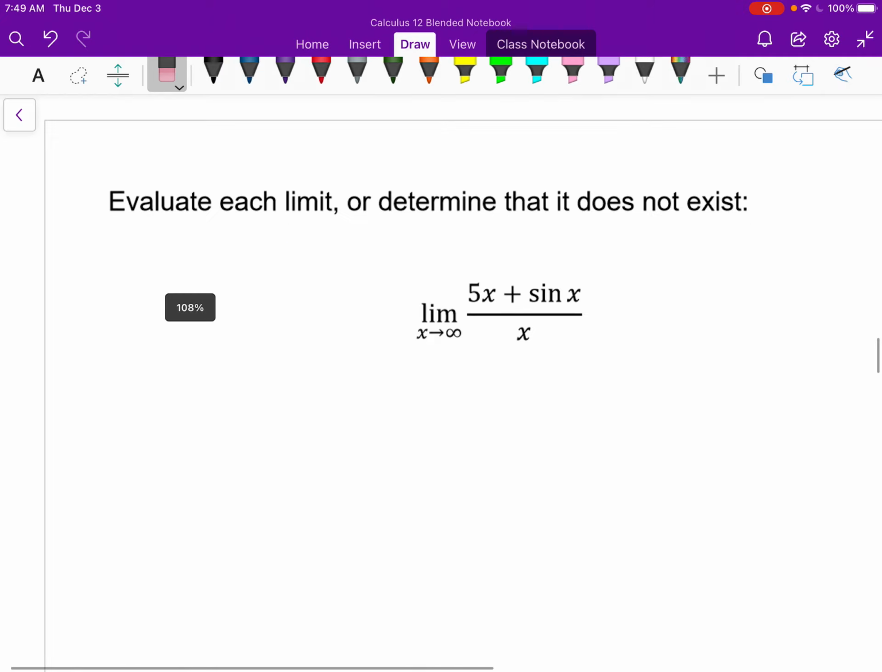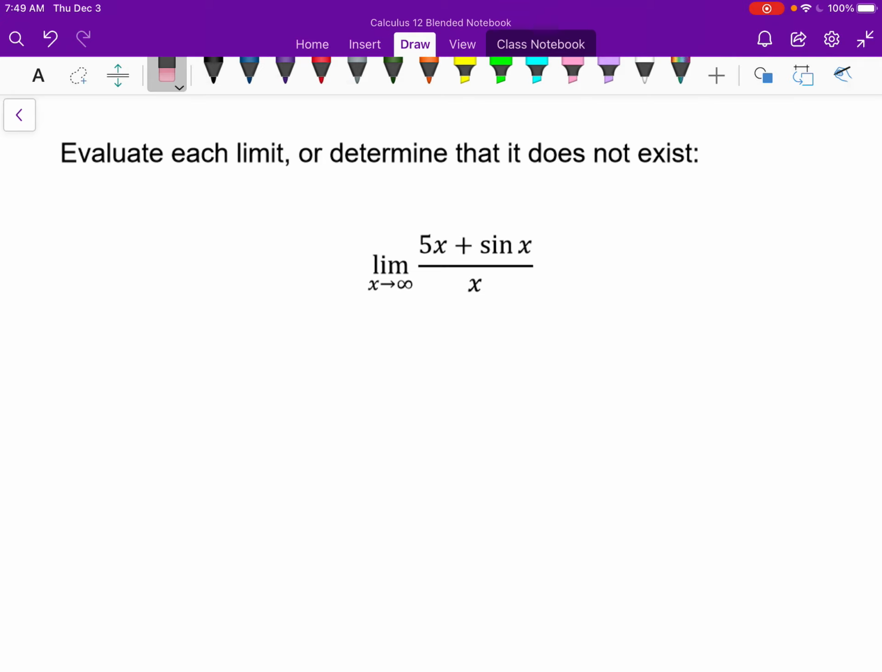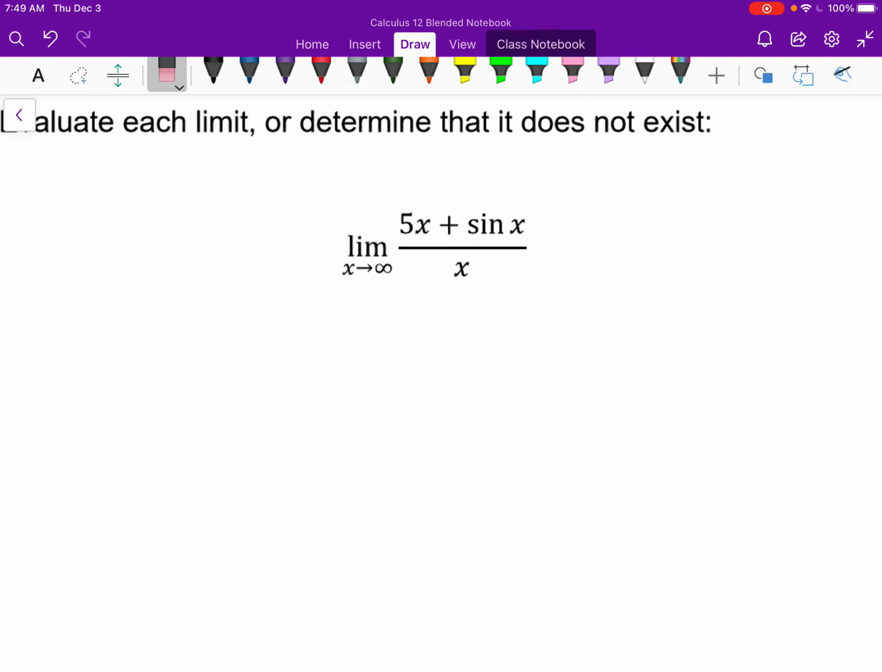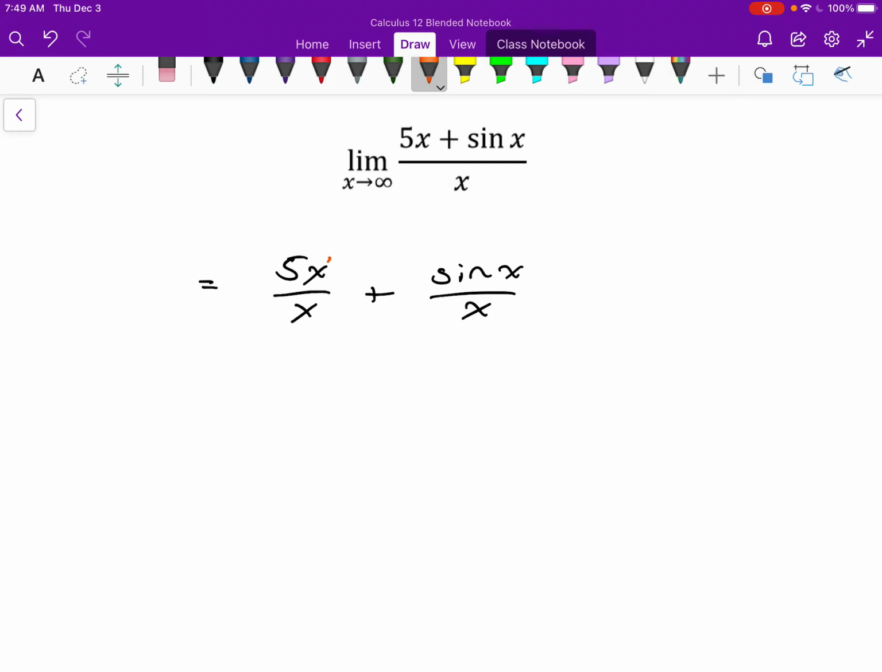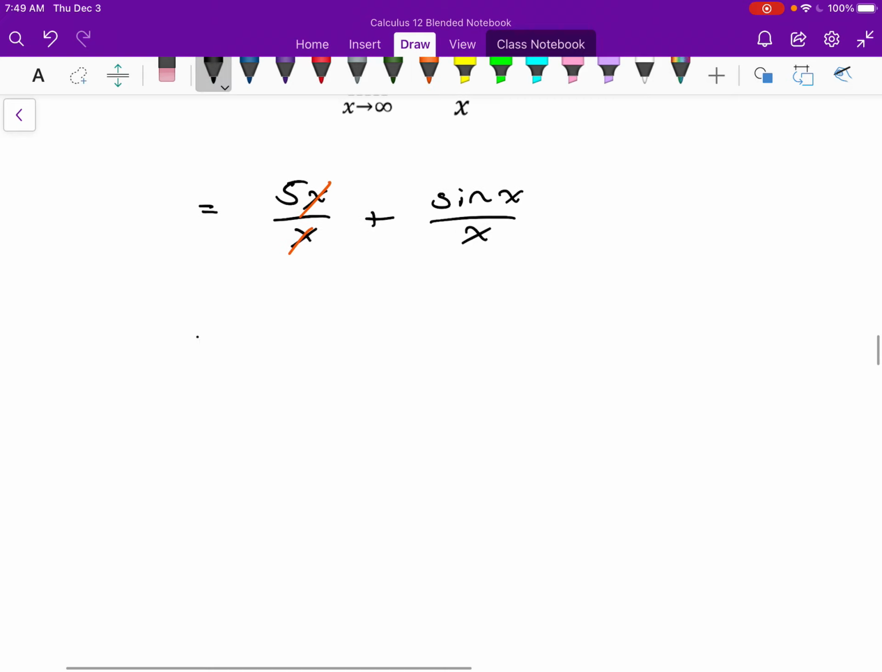So let's look at this one. I'm no longer giving you the answer. We just want to evaluate the limit or determine that it does not exist. So how do we approach this? Keep in mind there are always many ways, and I'm just trying to show a variety of things here. In this case, you're probably better off taking the expression 5x plus sine x over x and breaking it up into two fractions: 5x over x plus sine x over x. That's because I can now cancel this out, and I have a constant. Constants are always nice to deal with: 5 plus sine x over x.